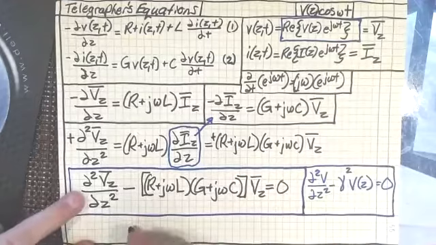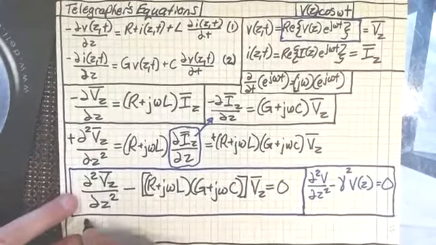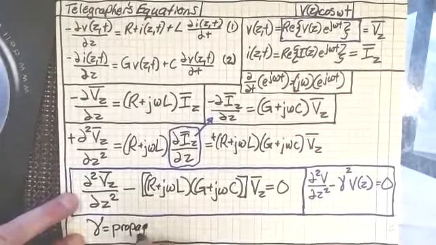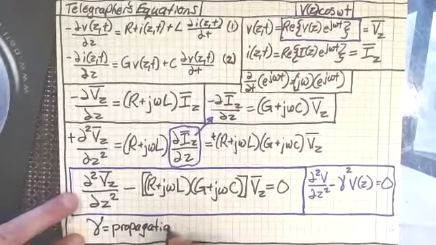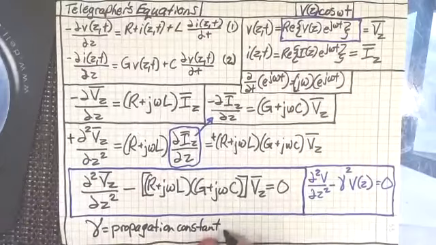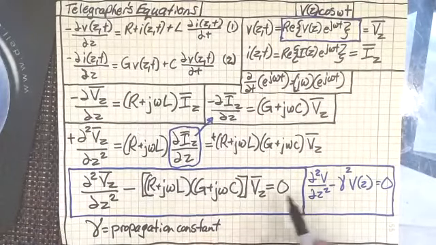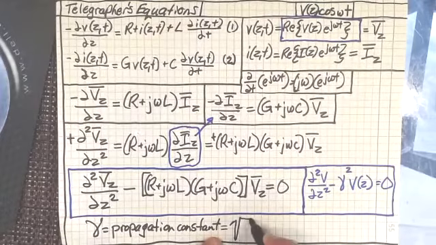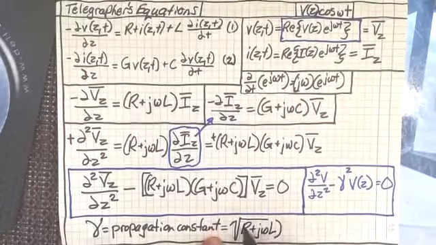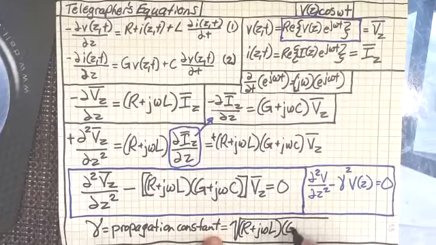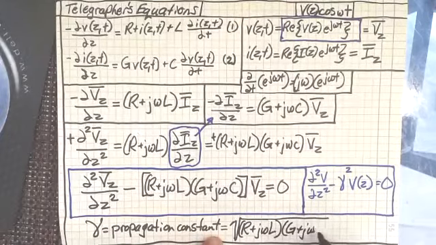So what does that tell us? That tells us that my propagation constant, that's what it's called, the propagation constant. And the propagation constant, by the way, is this: it's the square root of (R plus jωL) times (G plus jωC).